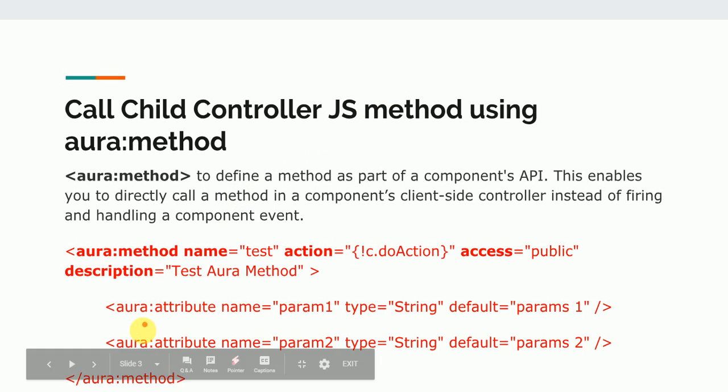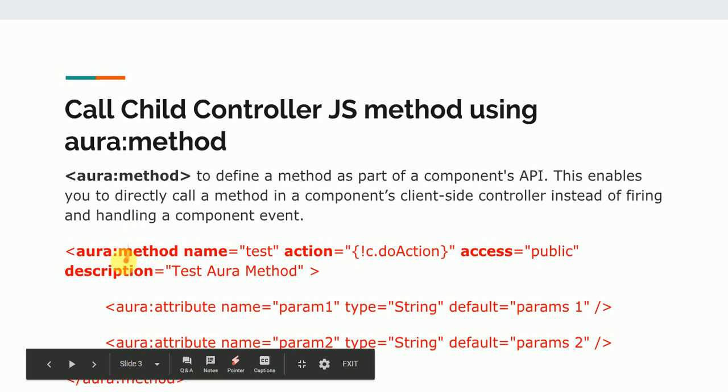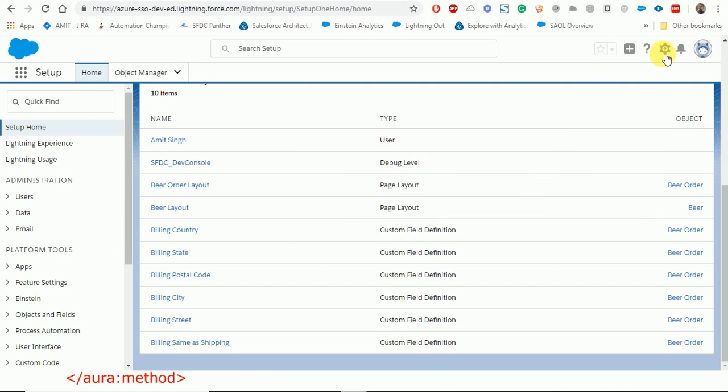We can also pass parameters inside the method like we generally do with Apex methods. For example, if you want to pass two parameters or three parameters, we can define attributes inside the Aura method tag. You can see Aura method start and then Aura method ending. Inside between these two we can define the parameters as well. So let's go ahead and see how we can call the child controller method from the parent.